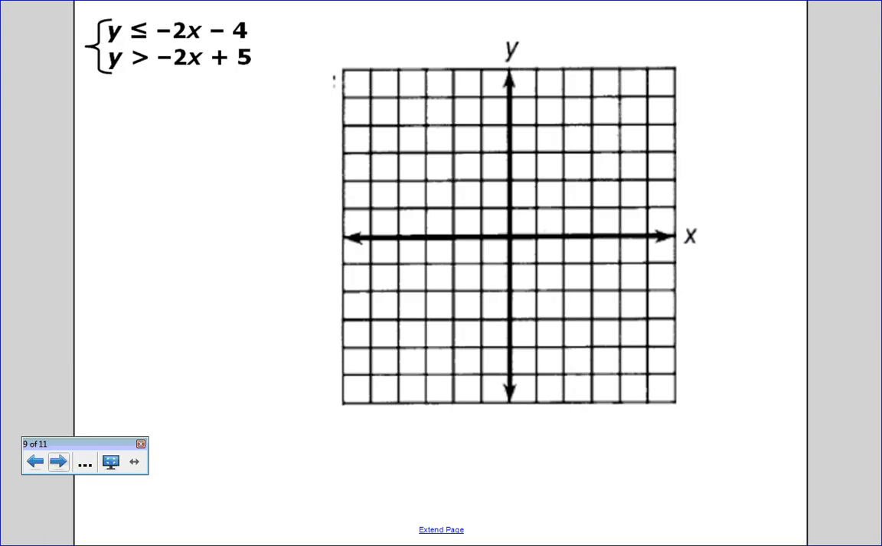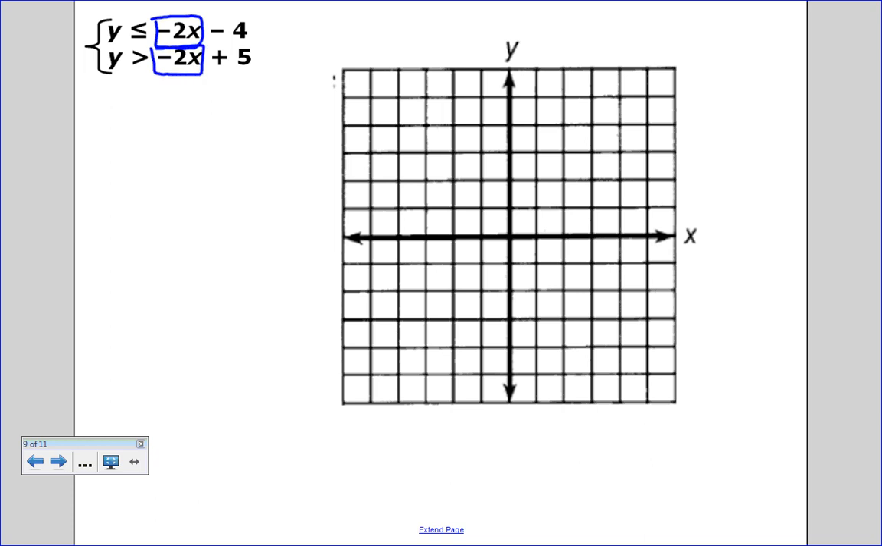Here we have another one. Maybe this one, I see something very interesting about this. We talked about special systems, and you all should notice something very special about this as well. I noticed that these have the same slope. So let's see what happens here.